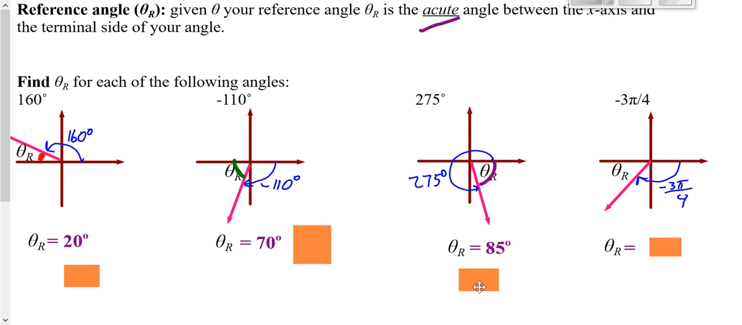It even works when you're dealing with radians. Your reference angle, once again, is still that shortest one. Now, if you go backwards the whole way, that's a full pi, but we only went 3/4 of the way, so a full pi minus 3/4 of a pi, which is 1/4 of pi, would be your reference angle.